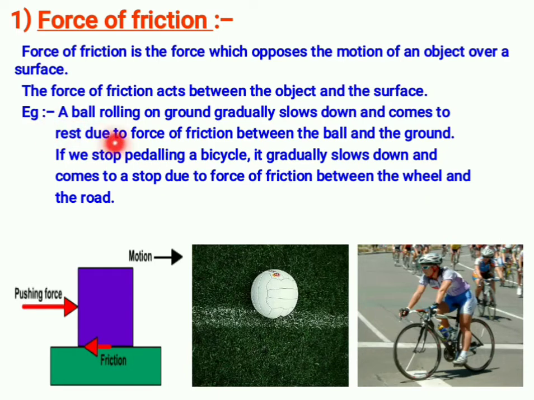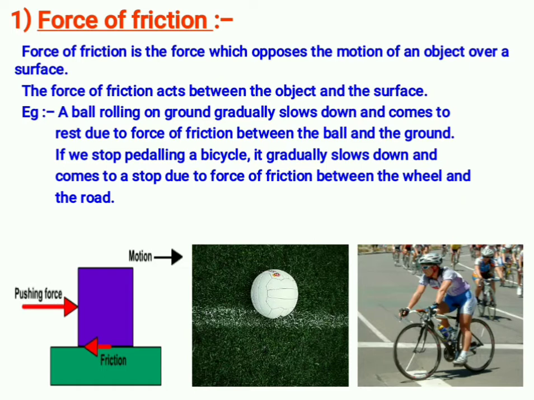These examples are very common. A ball rolling on the ground gradually slows down and comes to rest due to the force of friction between the ball and the ground. If there was no friction between the ball and the ground, the ball would not stop. Another example: if we stop pedaling a bicycle, it gradually slows down and comes to a stop due to the force of friction between the wheel and the road. So there is friction everywhere.